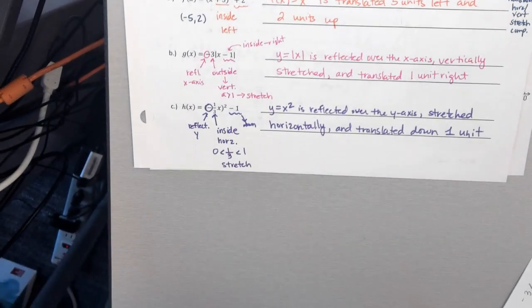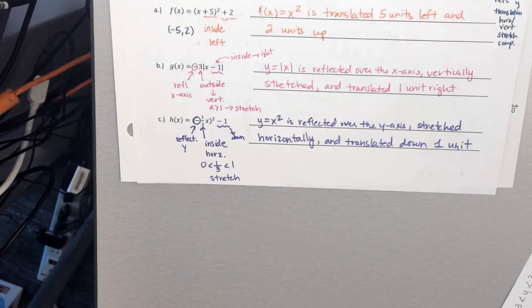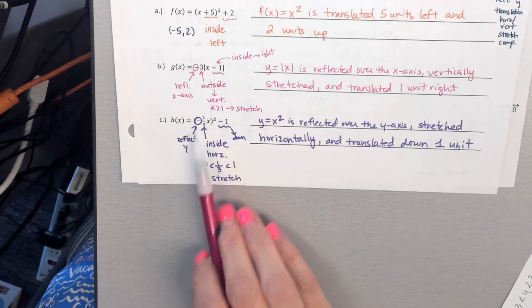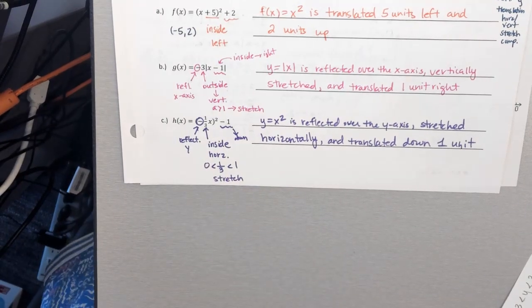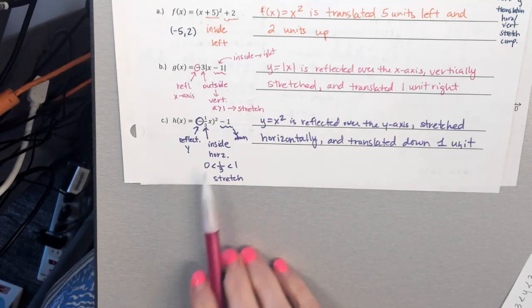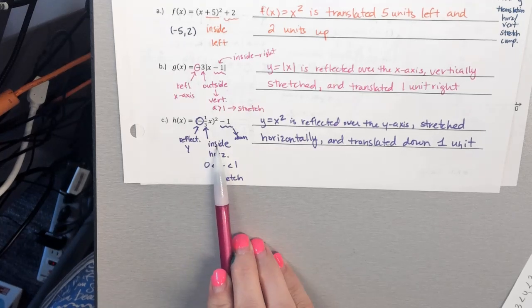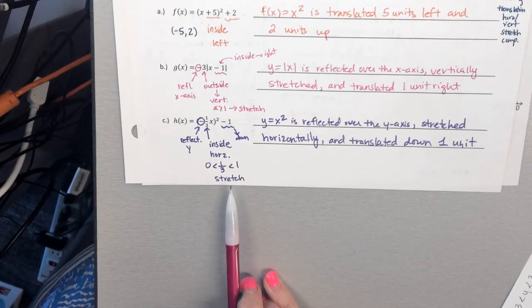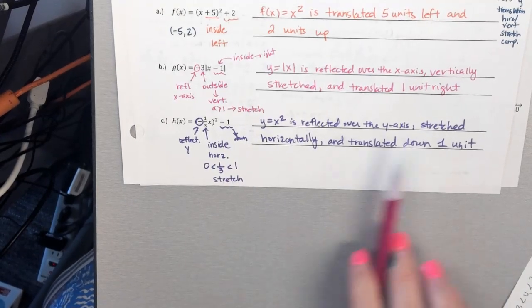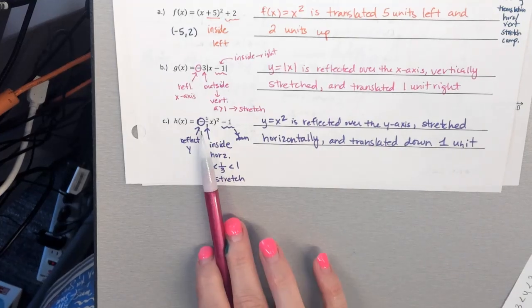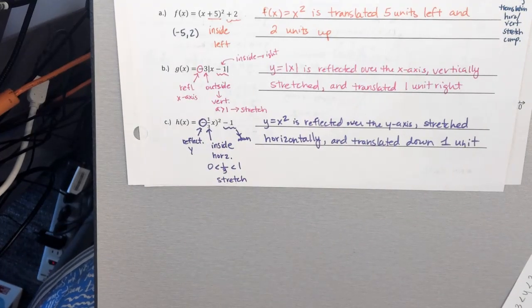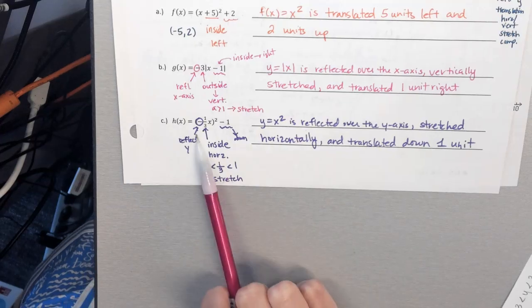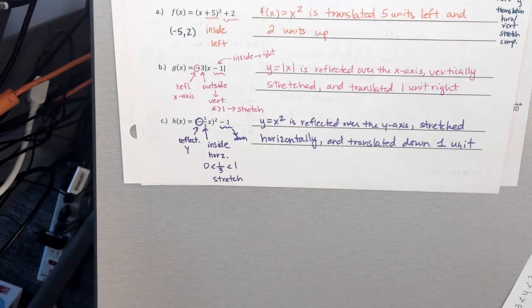So this one is y equals x squared is reflected over the y-axis because your negative is inside the parentheses. It's stretched horizontally, and you can see I wrote down it's inside, so it's horizontal. 0 is less than 1/3, which is less than 1. That is a stretch. So if you're telling me what the factor is, remember you do the reciprocal. So stretched horizontally by 3, not 1/3. Okay, and then it's translated down 1 unit.